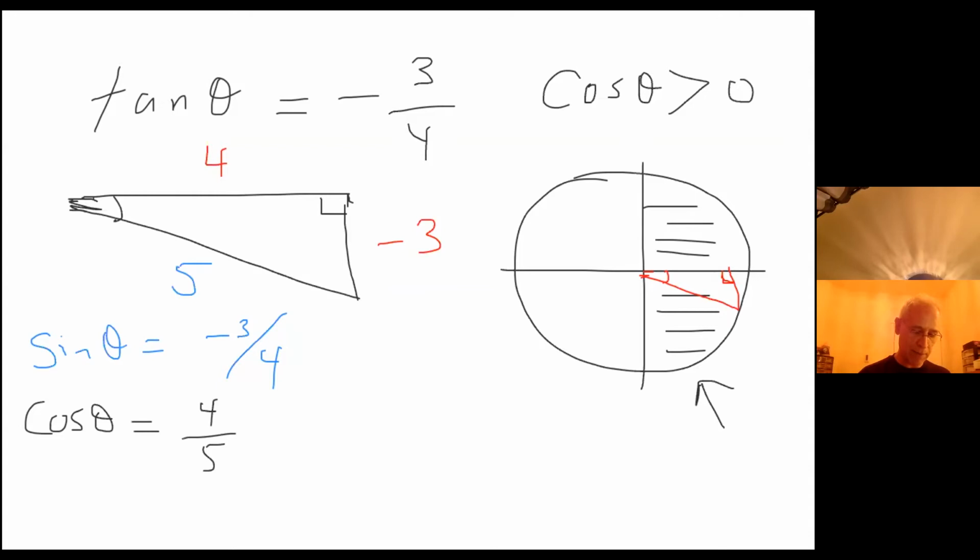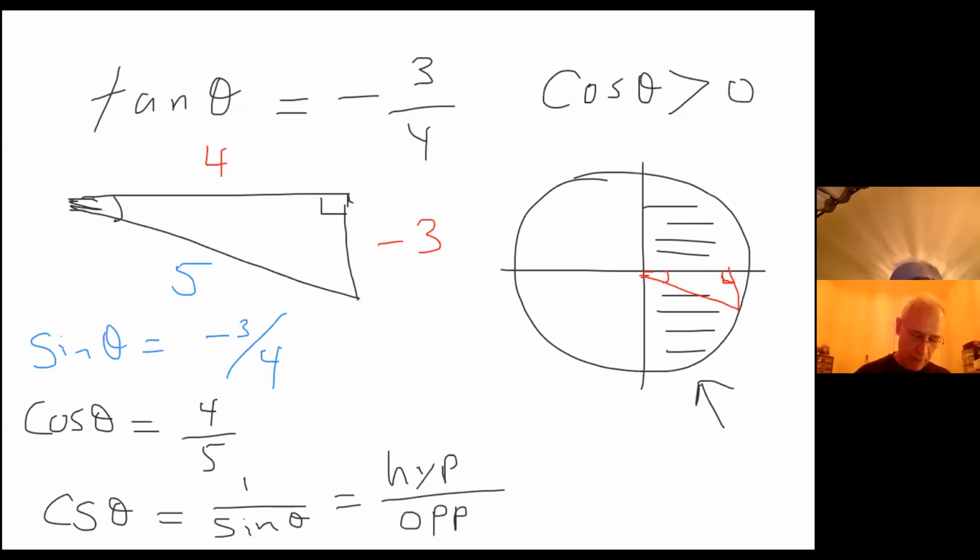Let's talk about cosecant of theta. Cosecant of theta is 1/sine of theta. You can think of it that way, or you can think of that as hypotenuse over opposite. And that gives me -5/3 for cosecant of theta. Cosecant of theta equals -5/3.